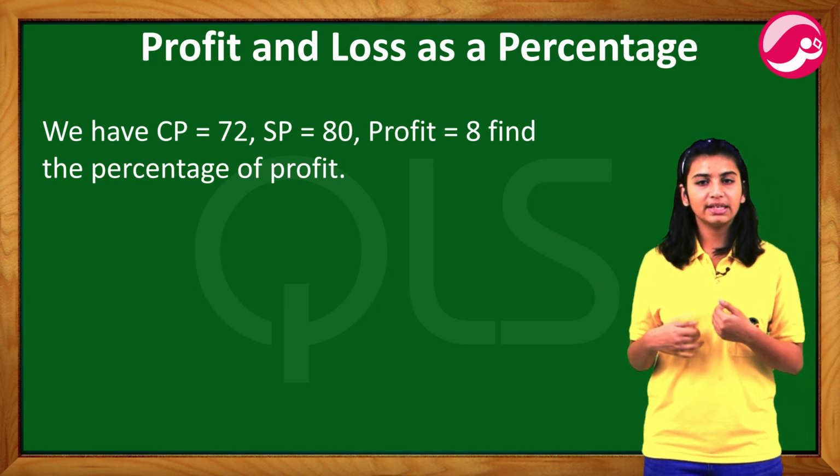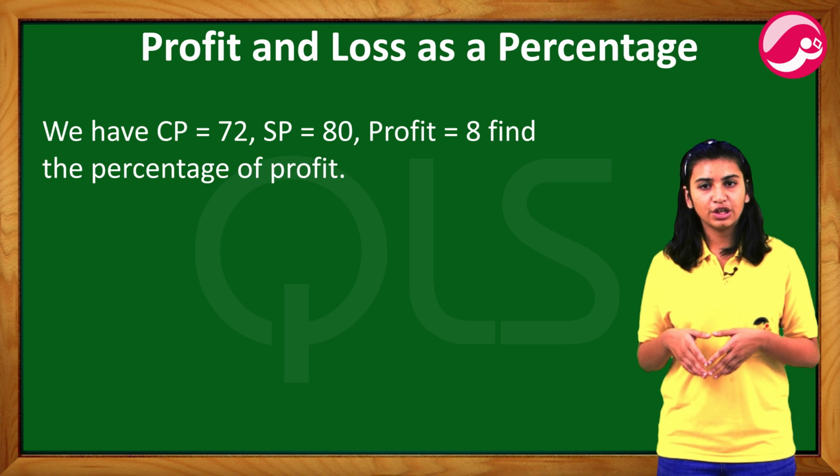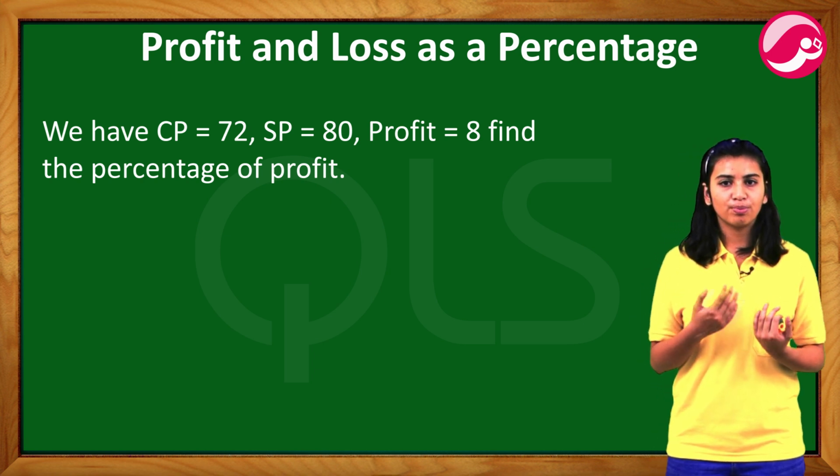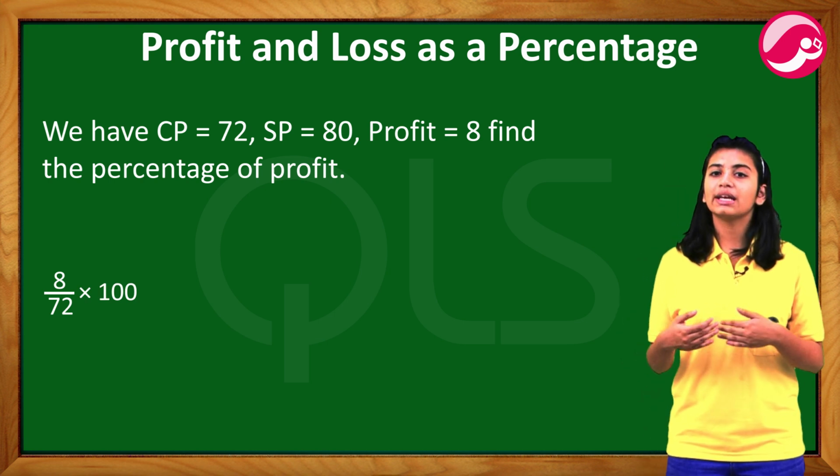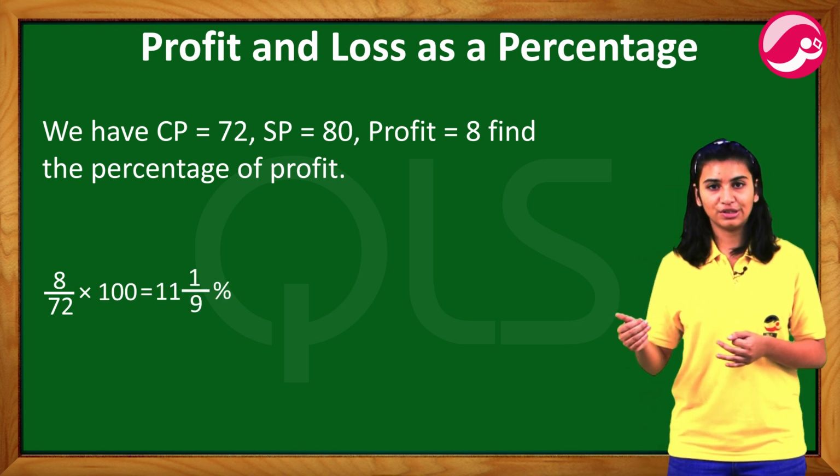Now, Shekhar does it in another way. On rupees 72, profit was rupees 8. On rupees 100, it will be 8 upon 72 into 100, which will again be 11 1/9%.